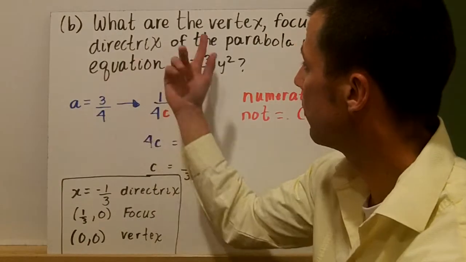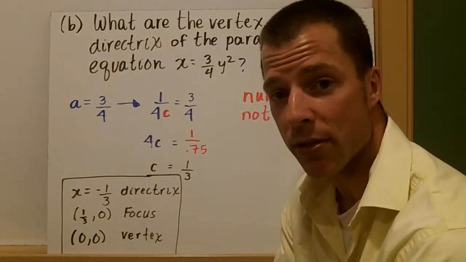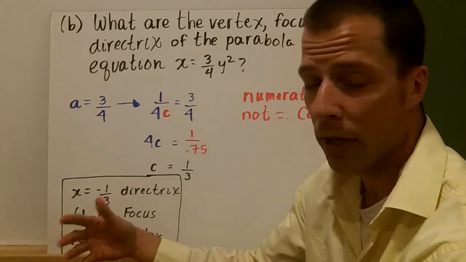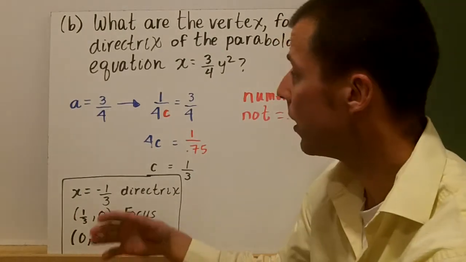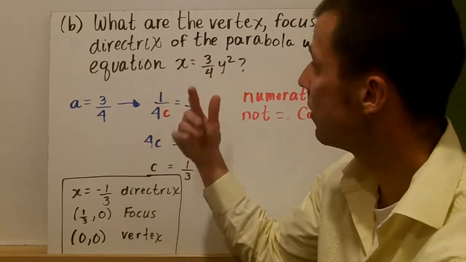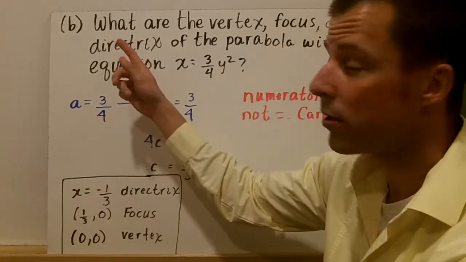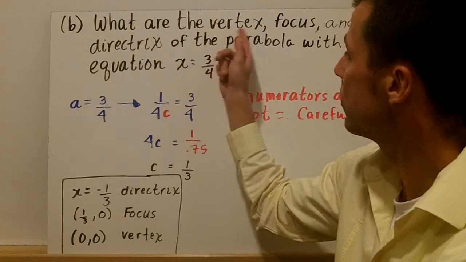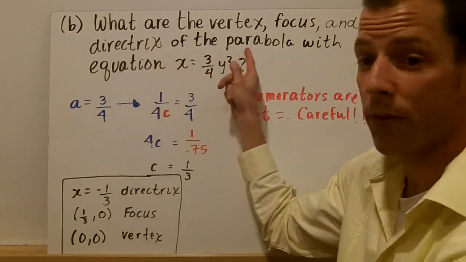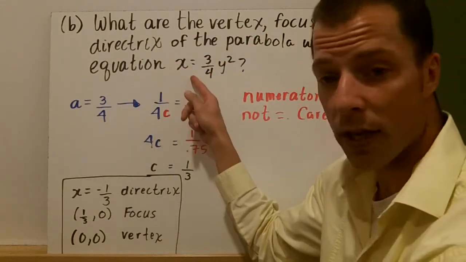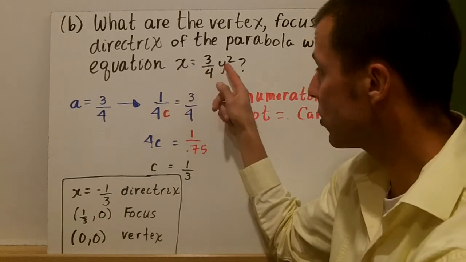All right, welcome to part two of parabolas and talking about conic sections. We're leaving off on the previous example where we were looking for the directrix, vertex, and the focus. So in part two, or in example B, what are the vertex, focus, and directrix of the parabola with the equation x equals 3/4 y squared?